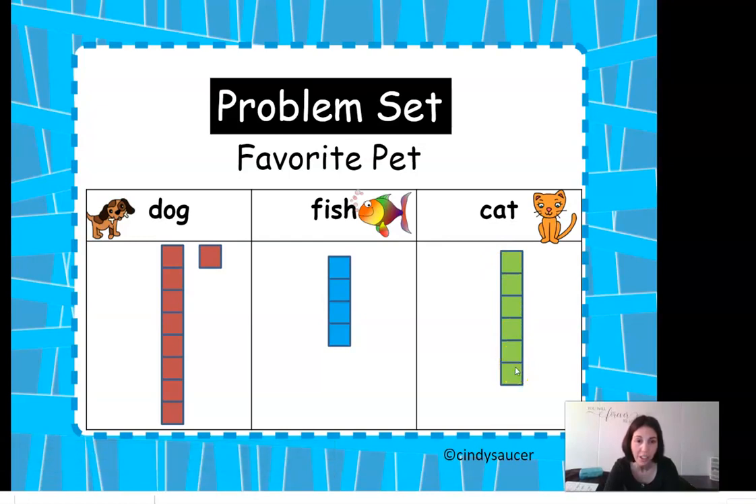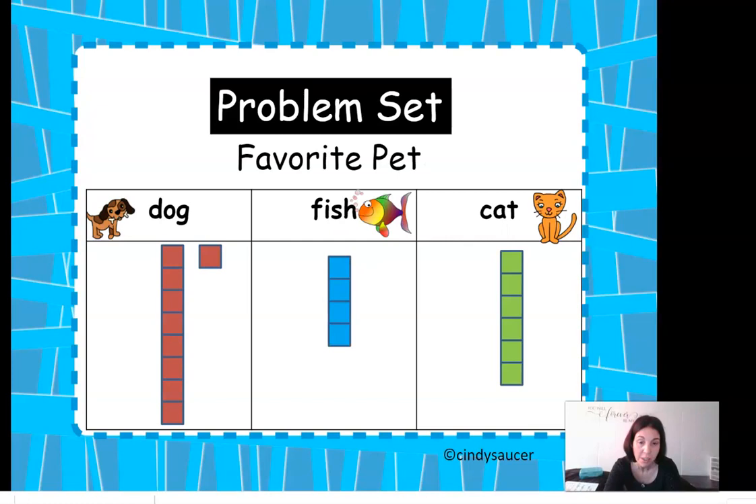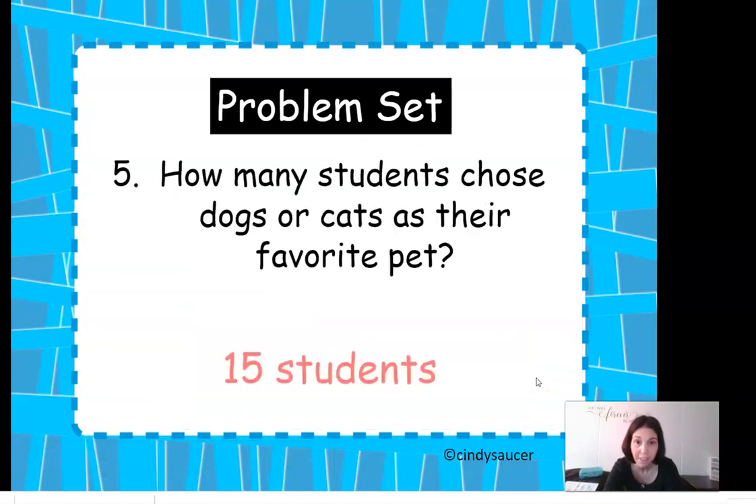So right away I can already know which one was the least favorite pet. Fish. What was the most favorite pet? Dog. Very good. How many students chose dogs or cats as their favorite pet? Okay, so we have to add dogs and cats. So we said there was 9 here, and there was 1, 2, 3, 4, 5, 6 here. 9 plus 6 equals 15. 15 students chose dogs or cats.